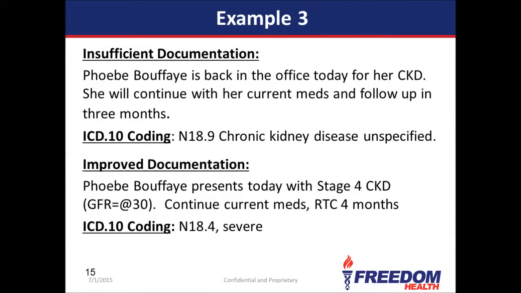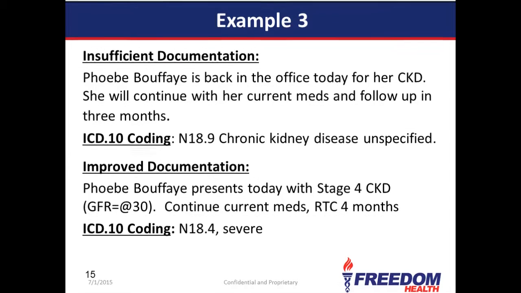We're on slide 15, and we have another example. Phoebe Buffet is back in the office for her CKD, chronic kidney disease. She will continue with her current meds and follow up in 3 months. All we can do is say this is chronic kidney disease unspecified. If we say that Phoebe Buffet presents today with stage 4 chronic kidney disease with a GFR equal to 30, continue meds, return to clinic in 4 months, we know that this is now N18.4 or severe chronic kidney disease.